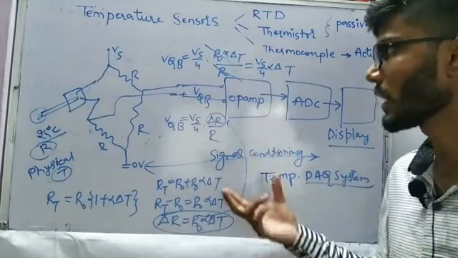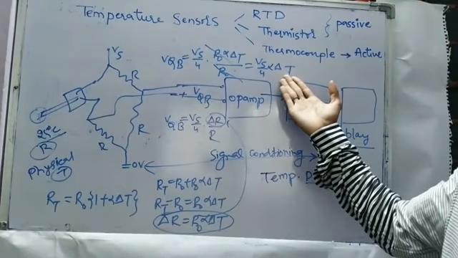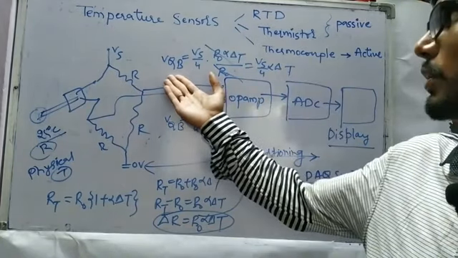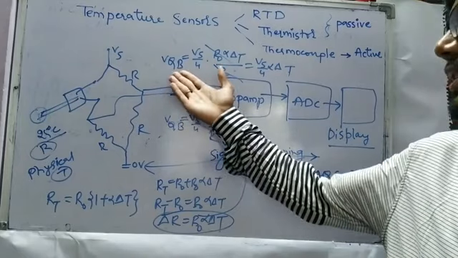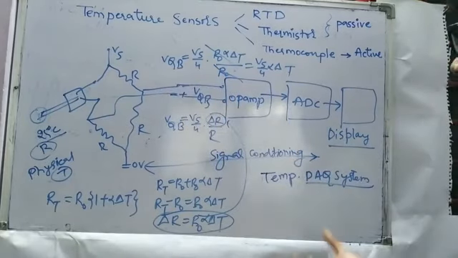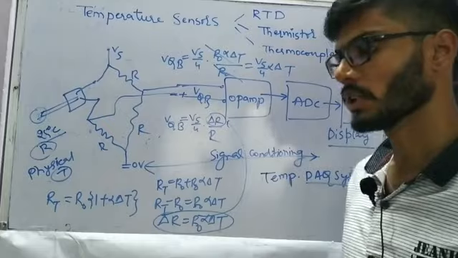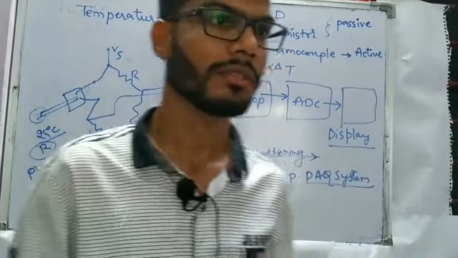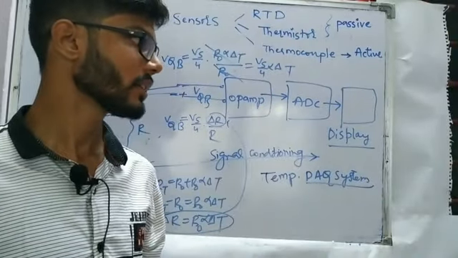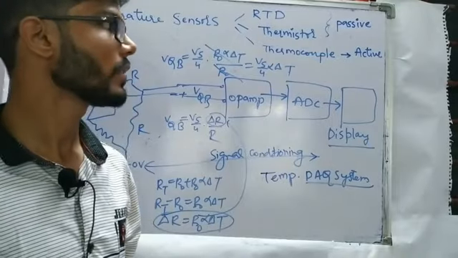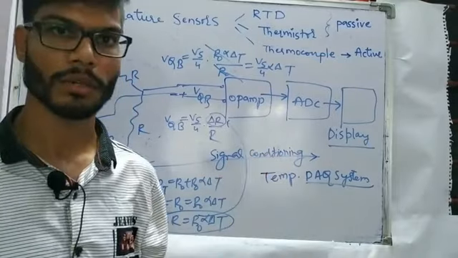So we can simply see that the temperature change delta T gets converted into output voltage, and that output voltage, with the help of the other signal conditioning, we will be able to display. So that's how we are making use of our sensors in applications in industries. And now we'll have a look at thermistor and thermocouple.